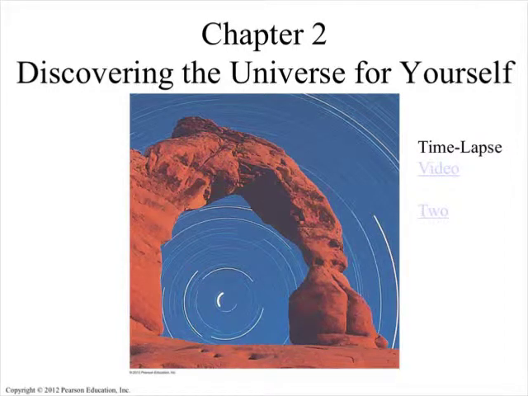So in this chapter, I barely touch on some constellations. The constellations I do talk about are Orion, Ursa Major, the Big Dipper, and Ursa Minor, the Little Dipper. Those constellations would be fair game for a test.